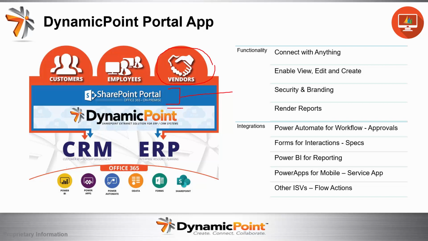And then we're going to add our app to this, the DynamicPoint app, which is going to allow us to hook up to information from various CRM and ERP systems. Today we'll be looking at data that is shared from Microsoft Business Central. And then in addition, I could add the various Office 365 tools, such as Power BI, Power Apps, and Power Automate, which will work in conjunction with the portal to enhance it and ultimately provide, in addition to just collaboration, workflow and business automation.